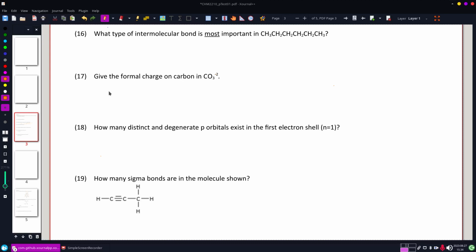Alright, on number 17, we want to get the formal charge on the carbon in CO3 2-. So the very first thing I'm going to do is figure out my valence electrons. Let's see, 6 times 3 is 18, plus 4 gives us 22. Plus two more, we have 24 valence electrons. So it's a polyatomic ion.